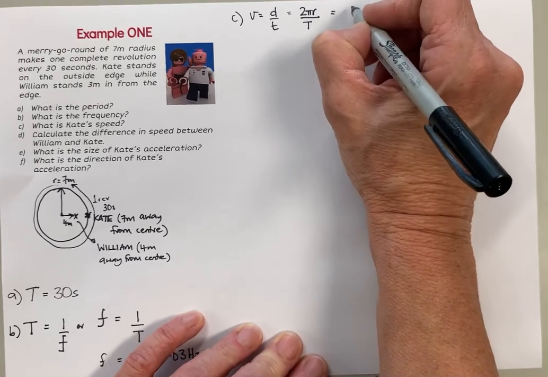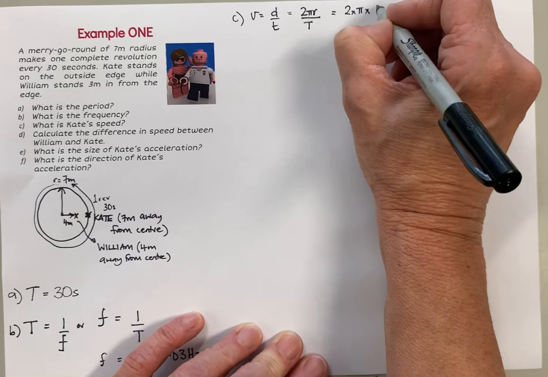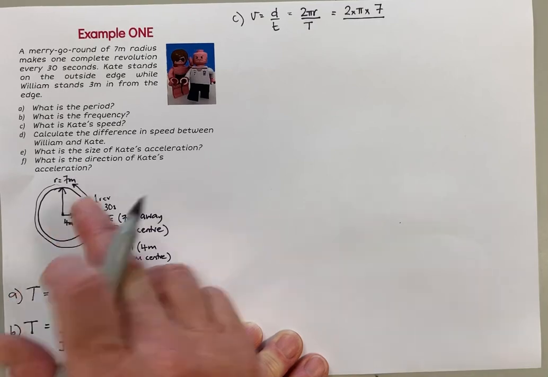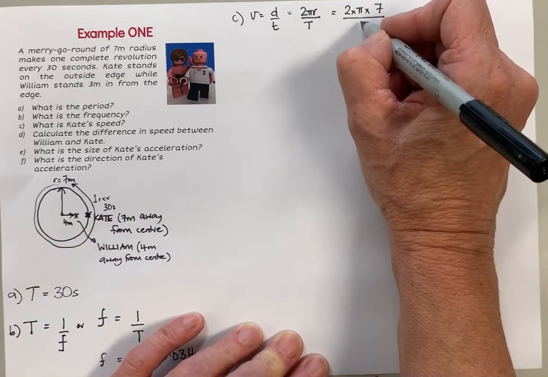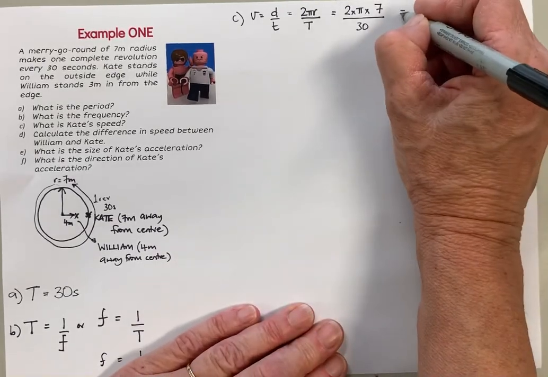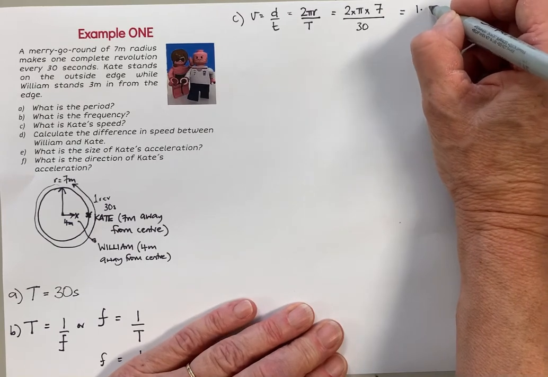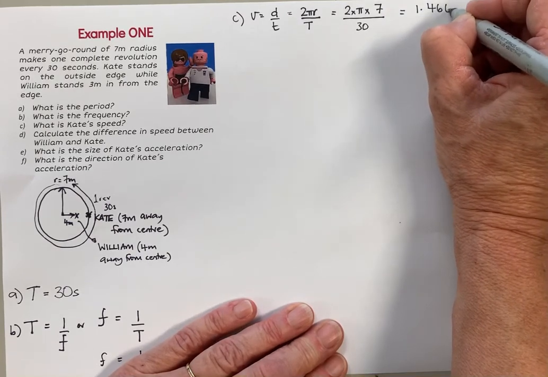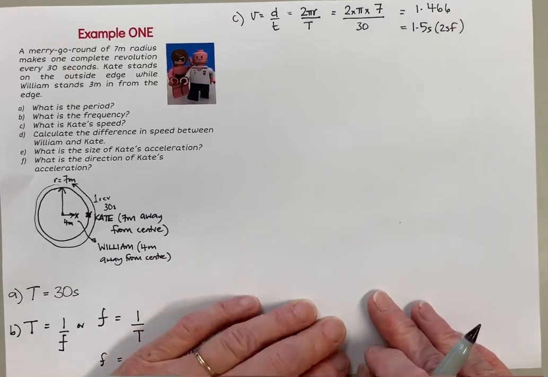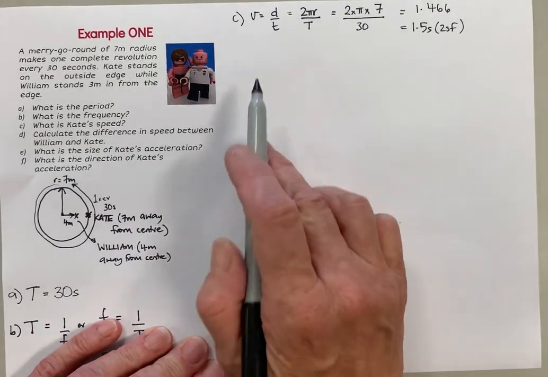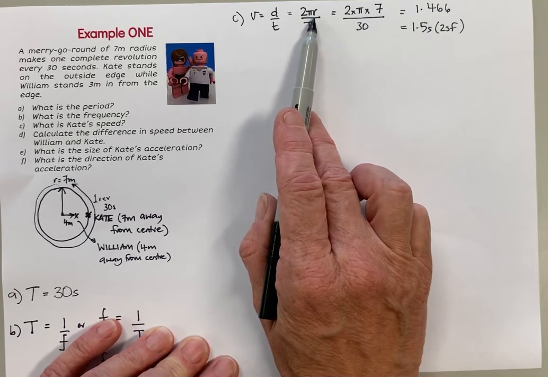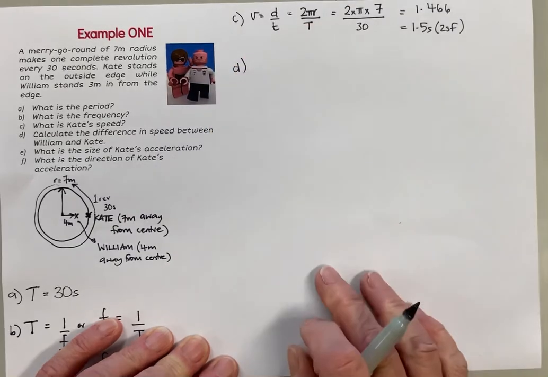So circumference is 2 times pi times 7, because she's standing 7 meters away from the center, and the period is 30 seconds, and that doesn't need changing because it's already in standard international units. If you work that out on your calculator, it comes out as 1.466, or 1.5 meters per second to 2 significant figures. The tricky bit there is remembering that the distance around the circle is the circumference, which is 2 pi r.